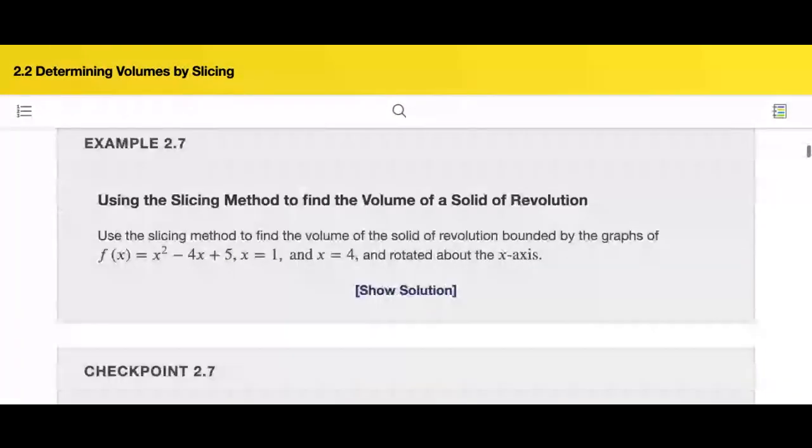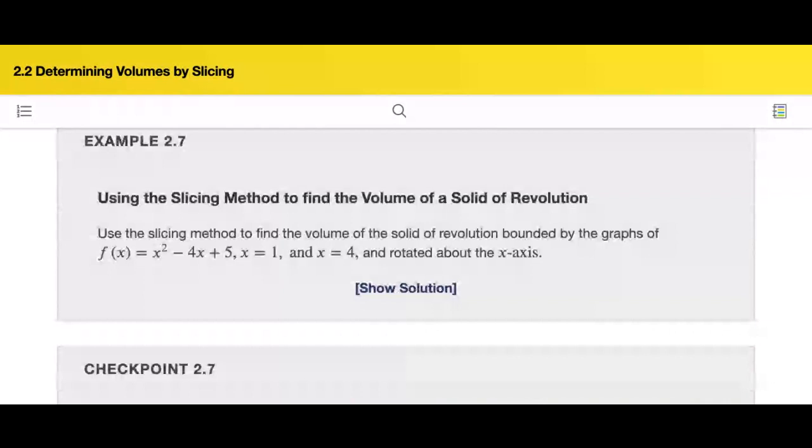Let's see this example. Using the slicing method to find the volume of a solid of revolution. So we have a function f of x, a quadratic function, right? We have an upward parabola, and we want to find the volume of the solid of revolution bounded by the graph of this upward parabola from 1 to 4.